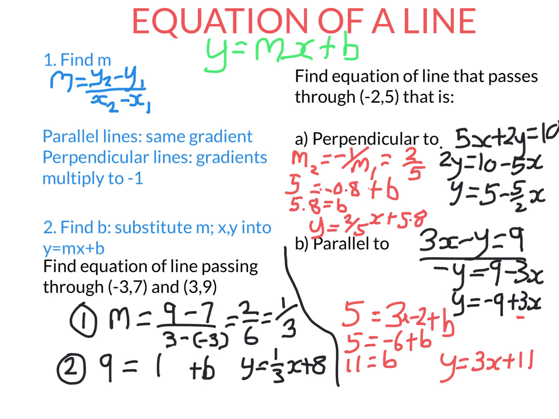So again, all you need to do is find m, find b. It differs between questions how you do it, but to find the equation of a line, you're just finding the gradient and the y-intercept.